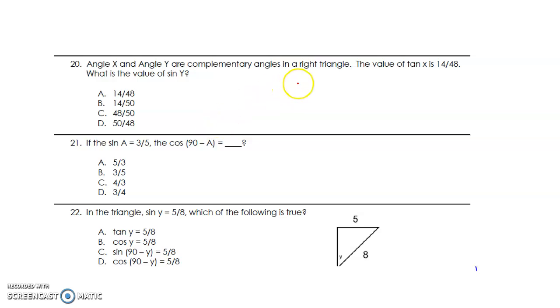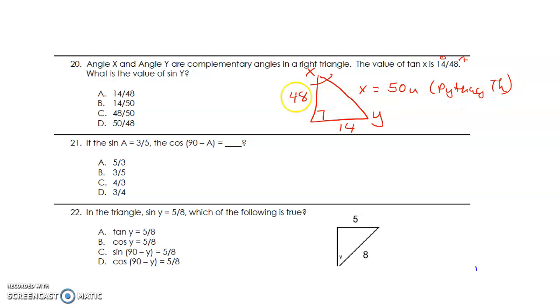Okay, take a look here. We're looking at another right triangle, and x and y are the complementary angles. The value of tan of x, I'm thinking about x, is my opposite over adjacent. So I've got 14 as my opposite, 48 as my adjacent. I'm going to use my Pythagorean theorem to find out that the hypotenuse is 50 units. Then what is the sine of y? Opposite over hypotenuse, 48 over 50.